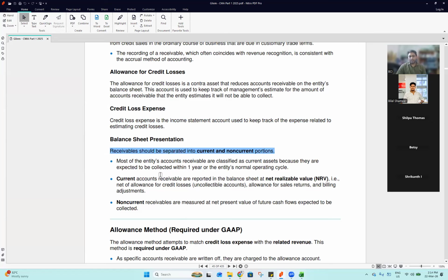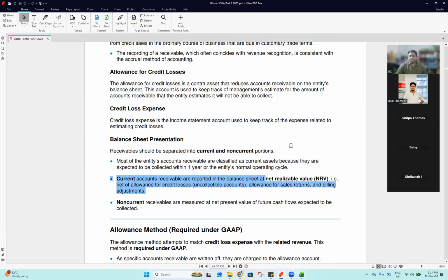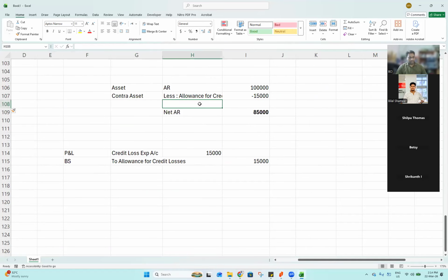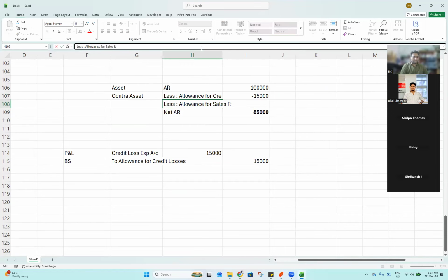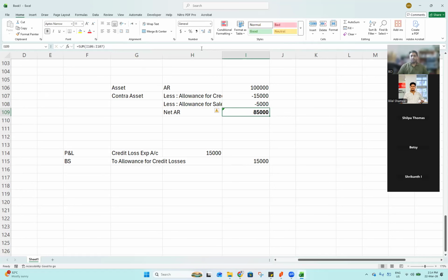Then, current accounts receivable are reported in the balance sheet at net realizable value. That is net of any allowances for credit losses, allowance for sales returns, and billing adjustments. Clear? So we show the net amount here. Why? Because this is a net amount, right? That's why we call it net realizable value. How much money we are going to receive. For example, we had an allowance for sales returns, so we will bring that also. Less: allowance for sales return. Clear?